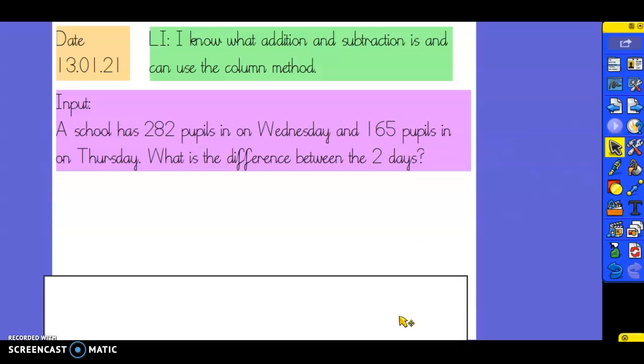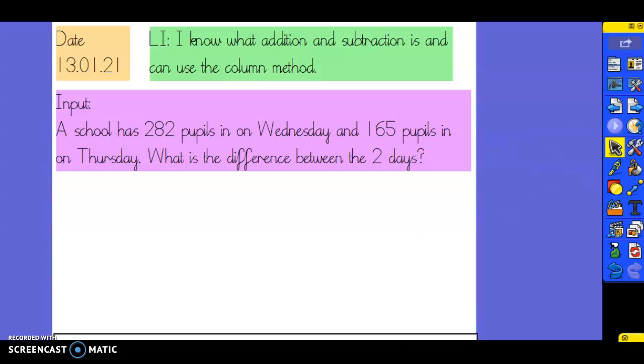Let's have a look at our first worded problem question here. School has 282 pupils in on a Wednesday and 165 pupils in on a Thursday. What is the difference between the 2 days? So the words that we see here, that key word there, that word difference. Difference means subtraction. It's the difference between the two numbers you are talking about. So what's the change between those two? What's the gap in between them? So, if we know it's the difference, we know it's going to be a subtraction. We're going to subtract these two numbers.